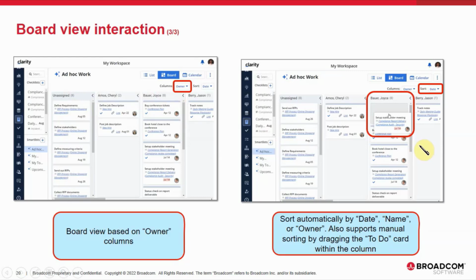The sorting option is obviously by date, name, and owner. However, if I wanted to do manual sorting, I can also do so within that specific view itself. So I can drag and drop a to-do card within that specific column. Keep in mind that dragging and dropping for manual sorting is only while you're still viewing that specific board view. Once you navigate away or refresh your screen, the sorting will then go back to the automatic sorting. So the manual sorting is not saved.